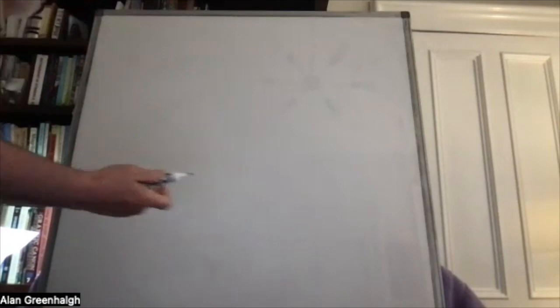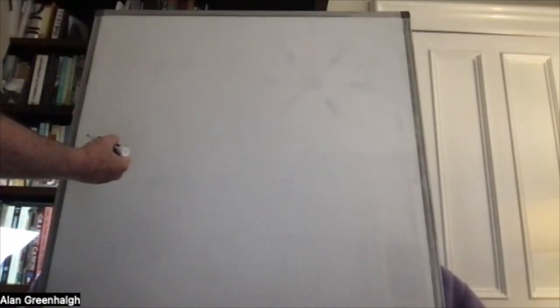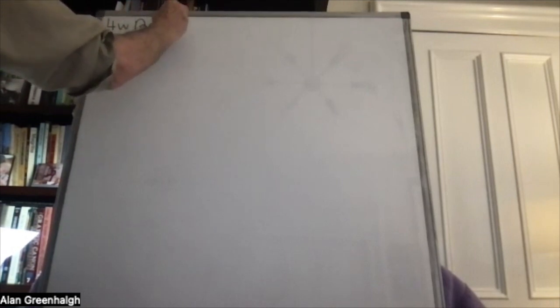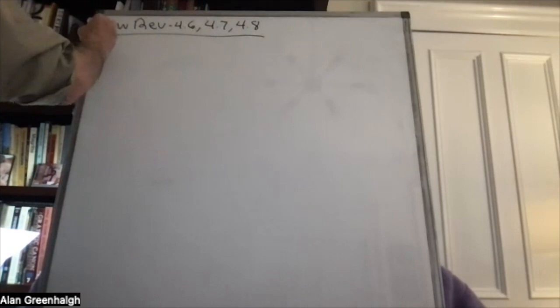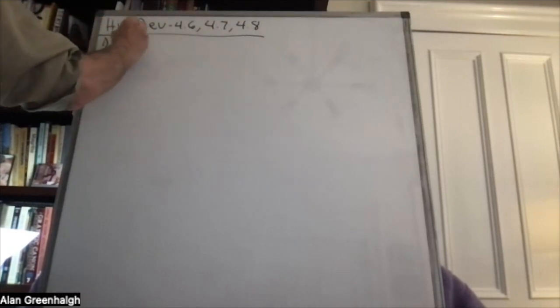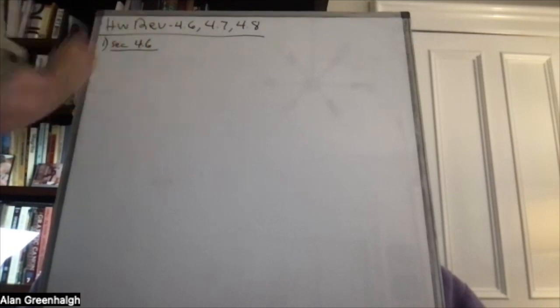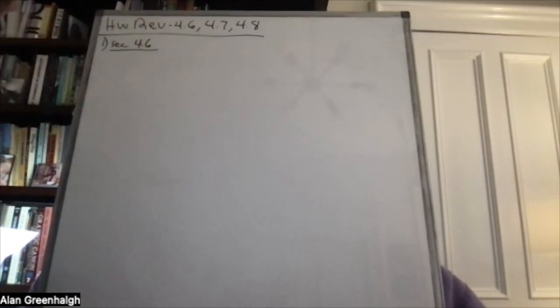So I only gave you three problems, and the three problems are related to what we did in class. And actually, this is the homework review. We're reviewing sections 4.6, 4.7, and 4.8. For the most part, this problem relates to section 4.6. It has to do with graphing a rational function.